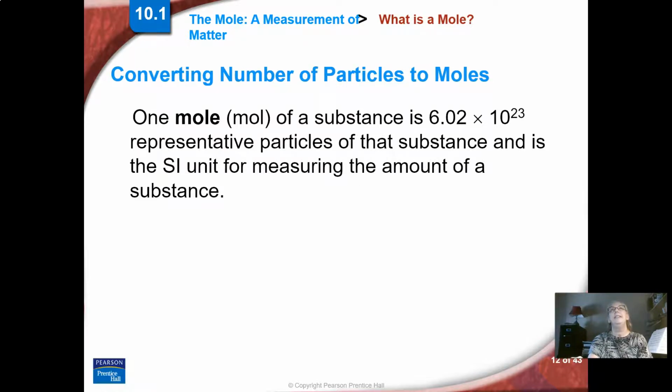So 1 mole, this is the definition. You have to have this in your mind. You have to memorize this. We're going to use this number a ton. We're going to use this a lot.